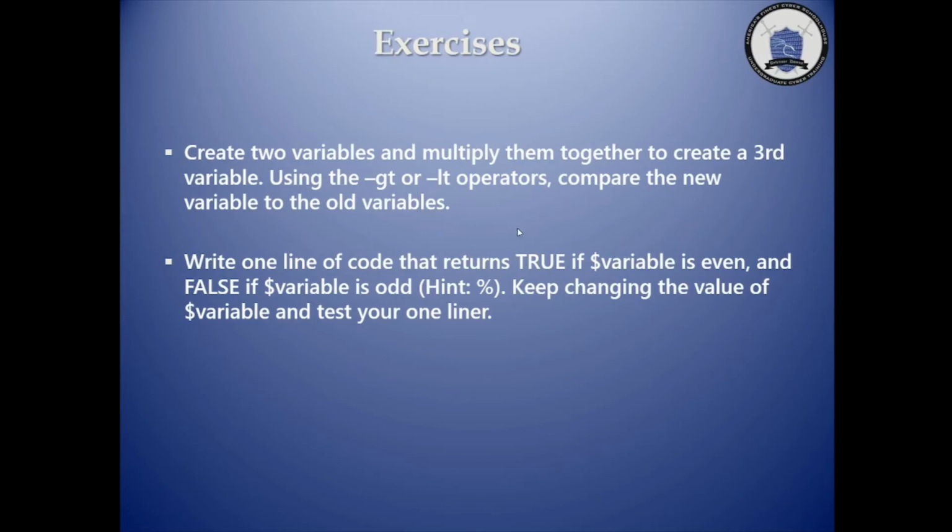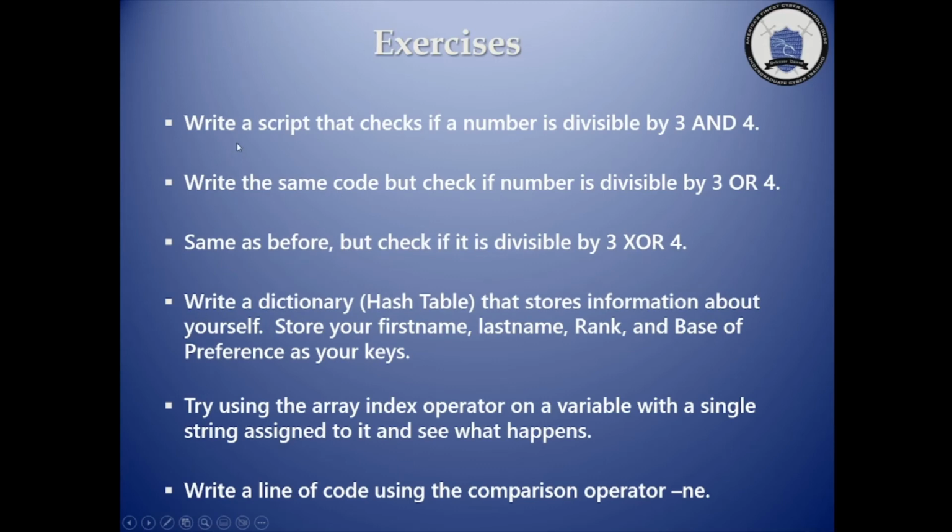Alright, so here's two more exercises I want you to attempt. The first one is to create two variables and multiply them together to create a third variable, using the greater than or less than operators, and then compare the new variable to the old variables. The second one is to write one line of code that returns true if variable is even and false if variable is odd. You've got your hint here to use the modulus operator, and then keep changing the value of variable to test your one-liner. And then here's 6 more exercises that you can attempt, and hopefully you can get those done.